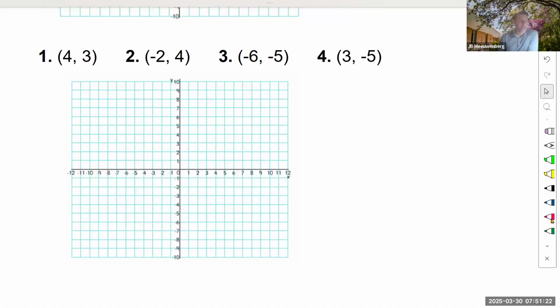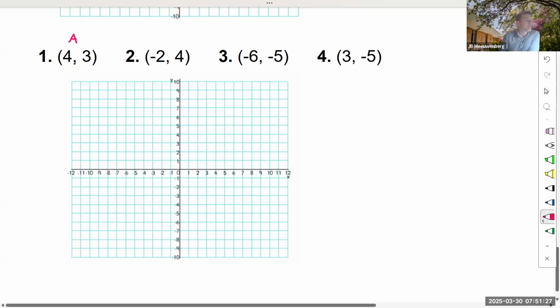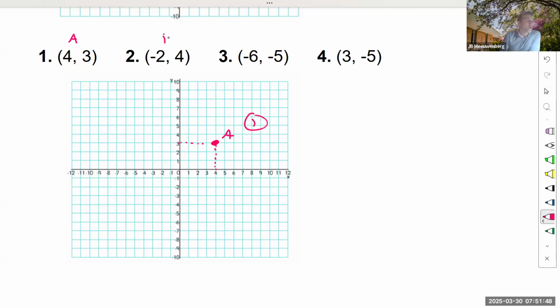So let's start with point A. We'll call this point A right here. Point A is at 4, 3. So the first number is our x-axis, so that's right here. The second number is our y-axis, so that's right here. And so point A belongs right there. Notice it hits the x-axis at 4 and the y-axis at 3. And that is in quadrant 1. The second point, we'll call it point B, is at -2, 4. So -2 on the x, 4 on the y, it belongs right there. That's point B, and it's in quadrant 2.